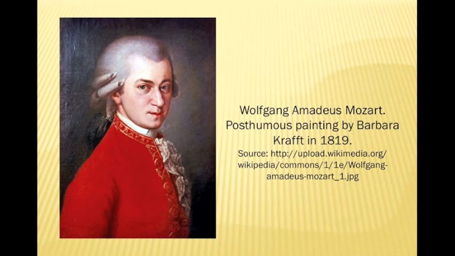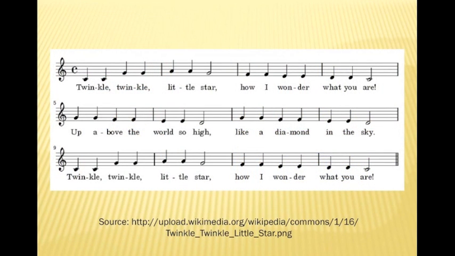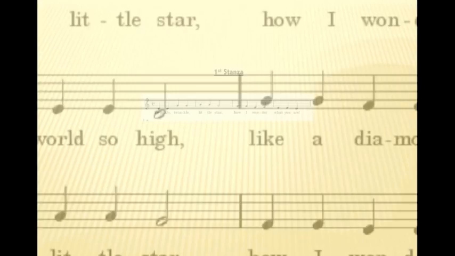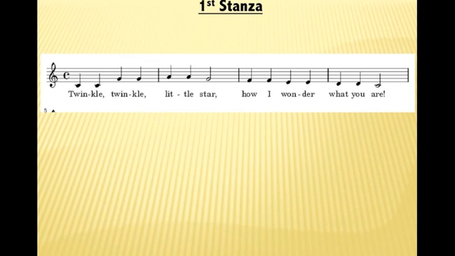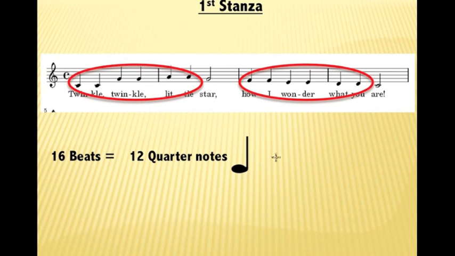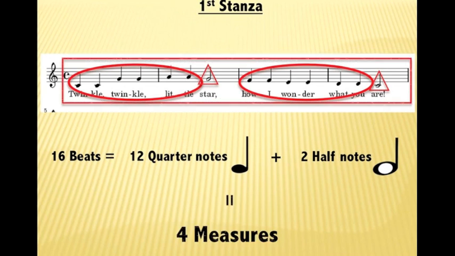It's a simple tune, one that takes just a few minutes to learn, mainly due to its fairly simple structure. On the page, it just looks like musical notes, but to the trained musician, it is about patterns. The first stanza of the song, "Twinkle, twinkle, little star, how I wonder what you are," is a set of 16 beats, 12 quarter notes, 2 half notes, within 4 measures of music.